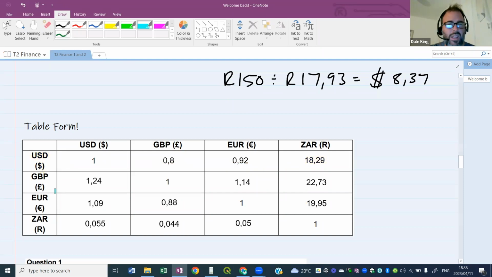I'm going to say how many South African Rand for one British pound. So I go on the left here to the British pound, and then I go across and I find the South African Rands. There they are. So it's 22 Rand 73 for one British pound. Remember, exchange rates are always compared to one unit of the currency.